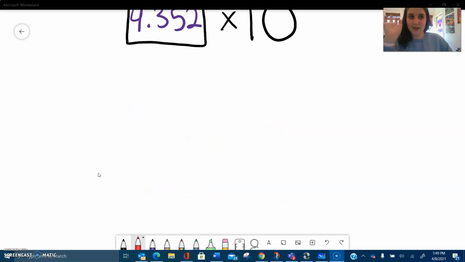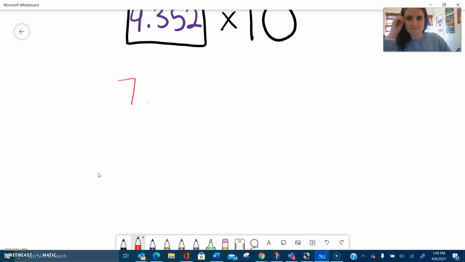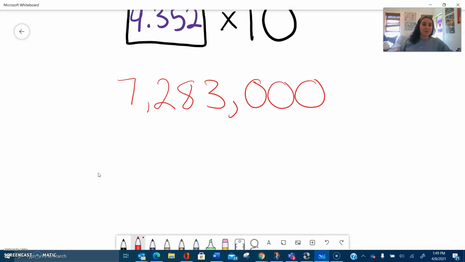Let's do one more example. I'm just going to come up with a number, maybe 7,283,000. I'm going to write this in scientific notation. What I'm going to do is first put a decimal point at the end and move it so that it's right after the first digit.